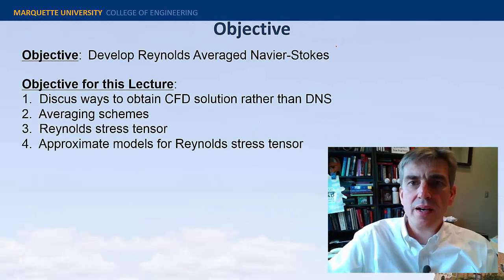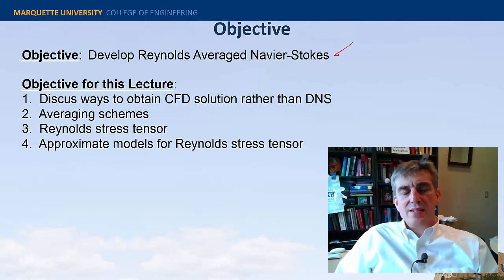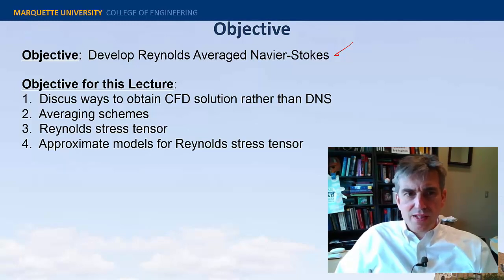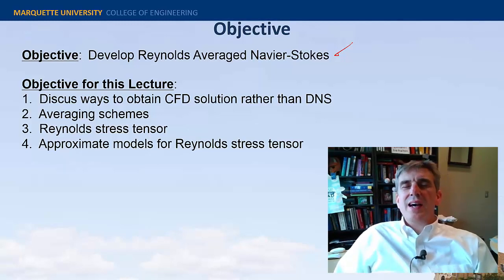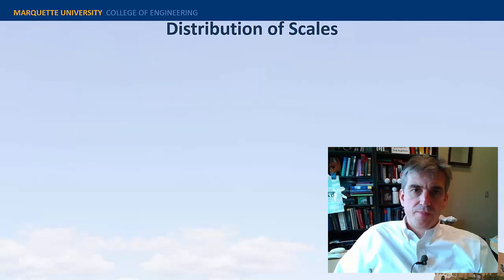So we're going to talk quickly about how to develop the Reynolds-averaged Navier-Stokes equations, and then discuss solution techniques to do that with regard to CFD, some of the averaging schemes. We're going to talk about how, when we average, we develop this thing called the Reynolds stress, so how to solve for the Reynolds stress and the closure problem associated with it. And then I'll end with some models of the Reynolds stress tensor and some examples.